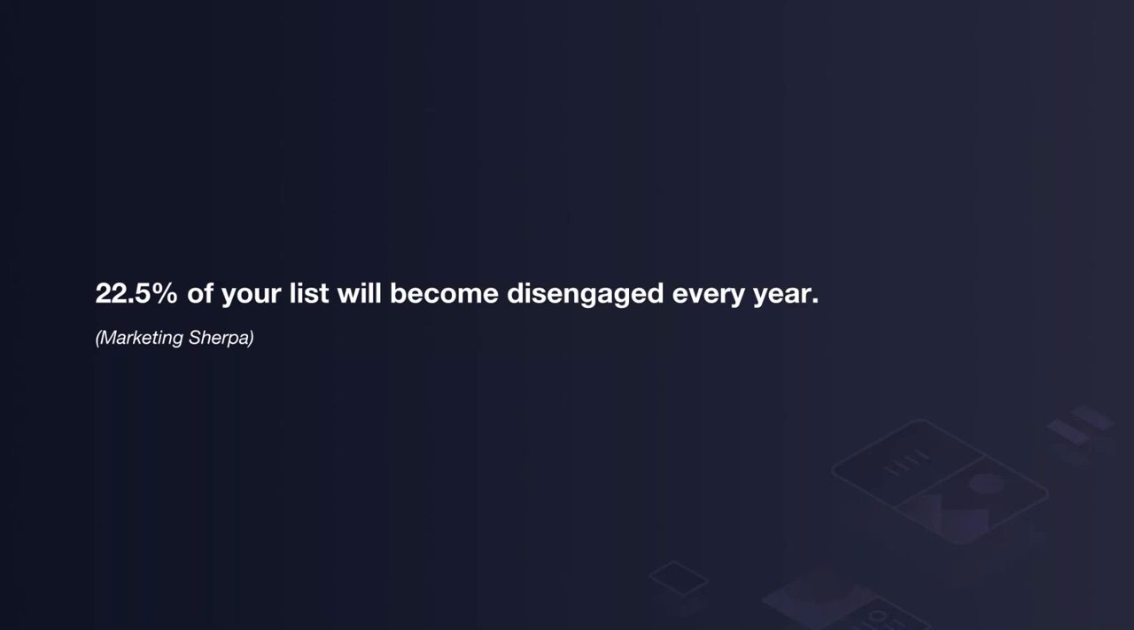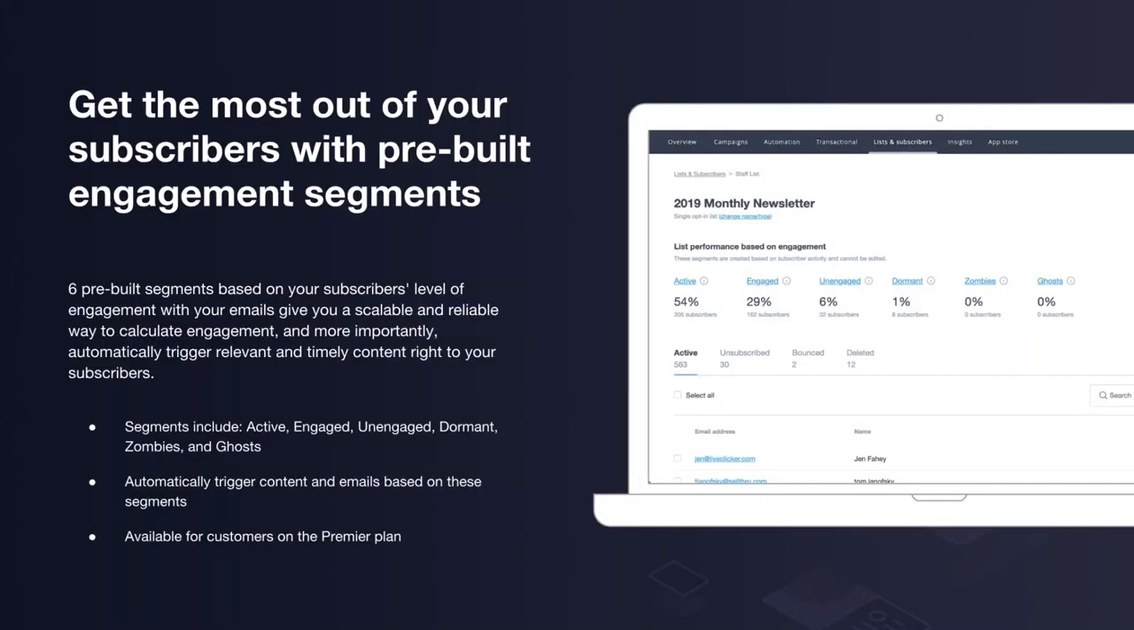So that's where engagement segments come in. Engagement segments are 6 brand new pre-built segments that are based on those levels of engagement with your emails. It's going to give you a more scalable and reliable way to calculate that engagement. And more importantly, you're going to be able to send emails based on who is in each one of these segments. You can set up automatic triggers to send out, and so your content is going to be more relevant and obviously more timely.